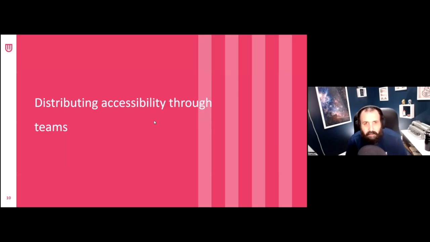But how do we do it? The first key thing is to make sure that we are distributing accessibility through teams. Because, of course, as we all know, the popular saying says, many hands make light work.